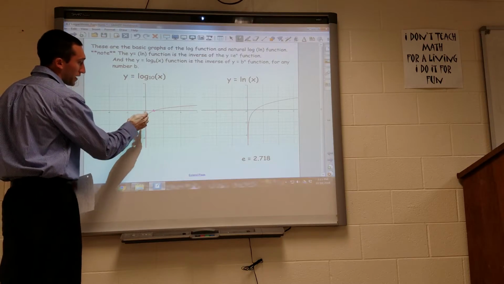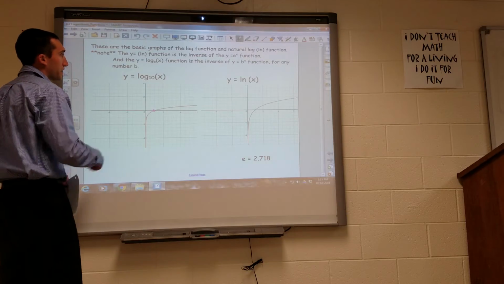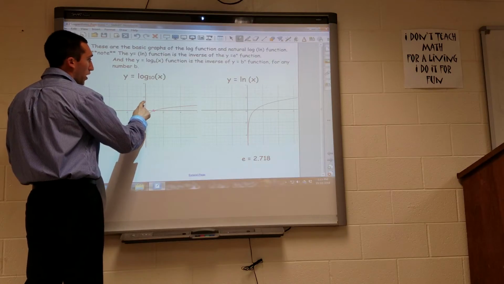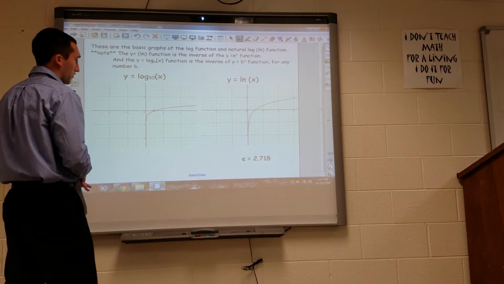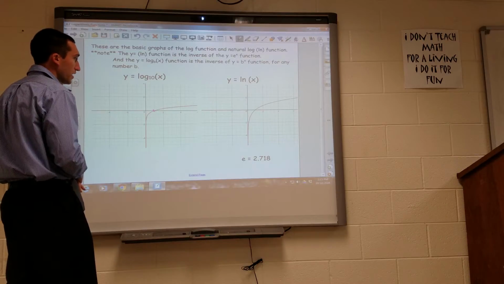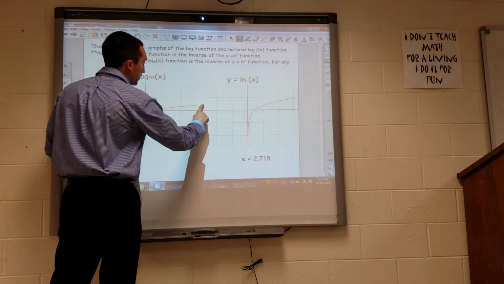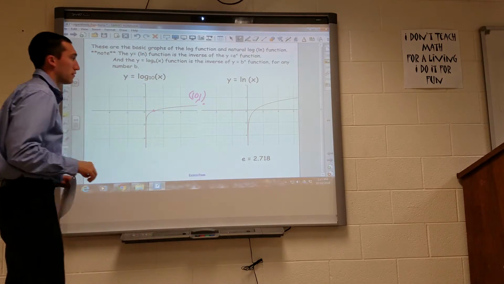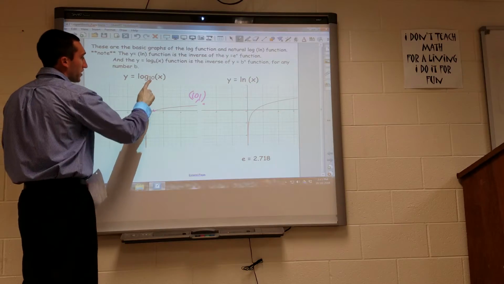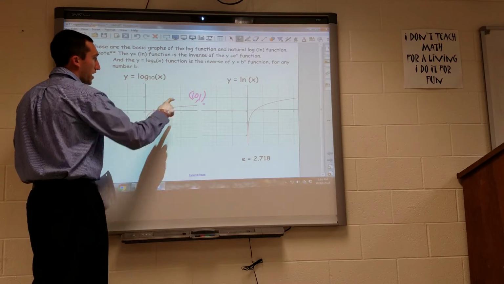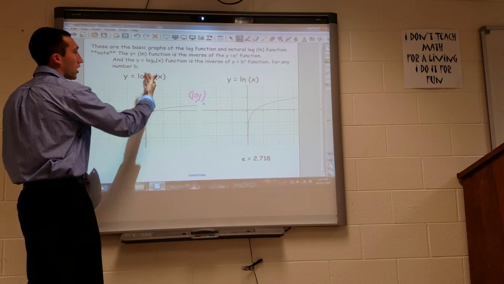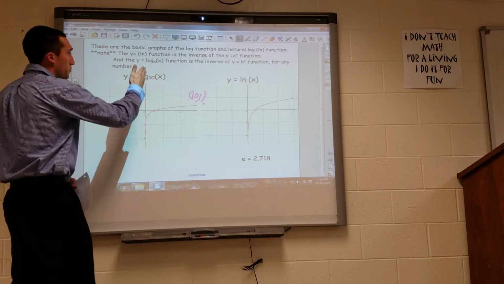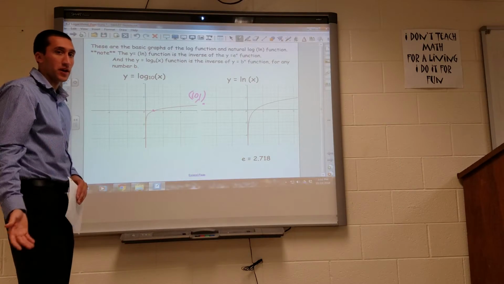So now the key thing here is it goes through (1, 0), and whatever the base is, like for instance, the graph doesn't go all the way out there because I wasn't able to copy that well, but at y equals 1 it would cross at (10, 1). Whatever the base is, it's going to cross at y equals 1. So if I had log base 5 of x, then it would cross at (5, 1). Whatever the base is, it's just the opposite of the exponential functions.